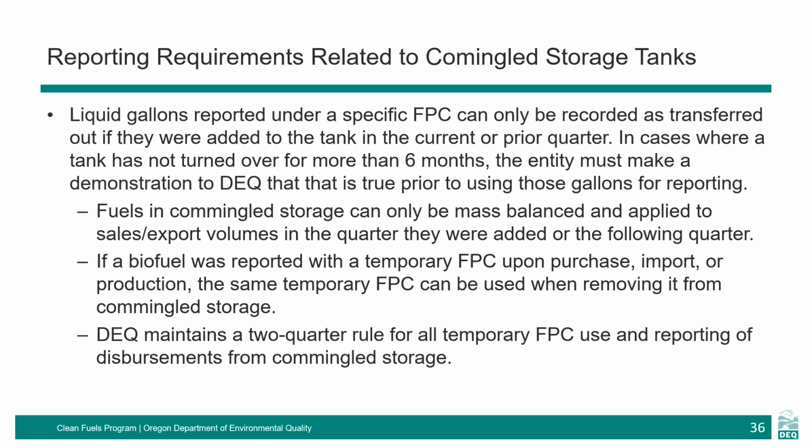Under the two-quarter rule, liquid gallons reported under a specific fuel pathway code can only be recorded as transferred out if they were added to the commingled tank within the last two quarters. This ensures that the fuel volume reported matches the fuel types added in the previous quarters, maintaining accuracy in the fuel reporting process. For biofuels that were reported with a temporary fuel pathway code upon purchase, the same temporary fuel pathway code must be used when removing fuel from commingled storage. Maintaining this two-quarter rule is essential to ensure fuel volumes are accurately reported.